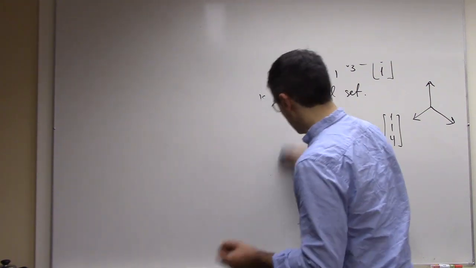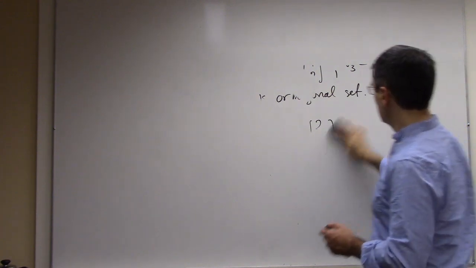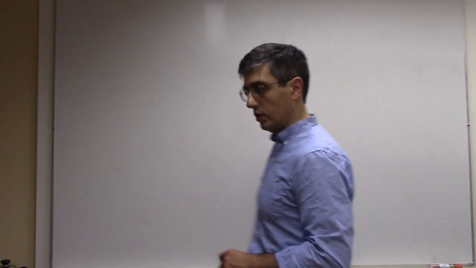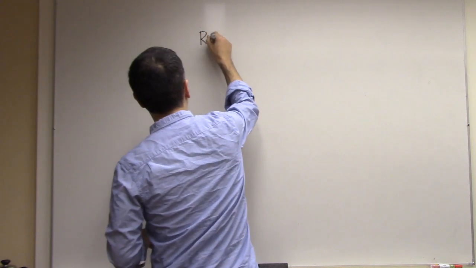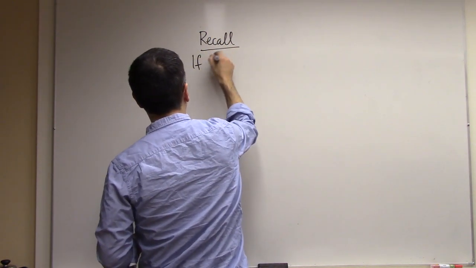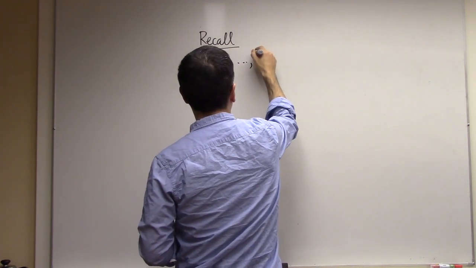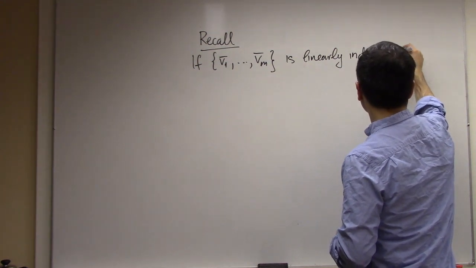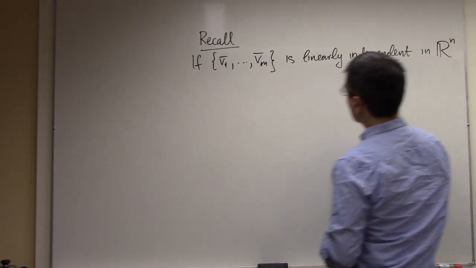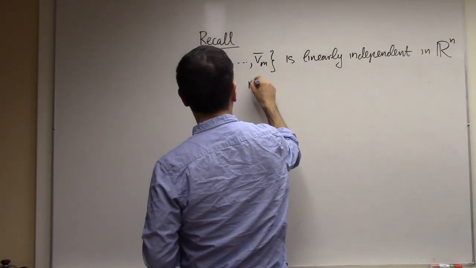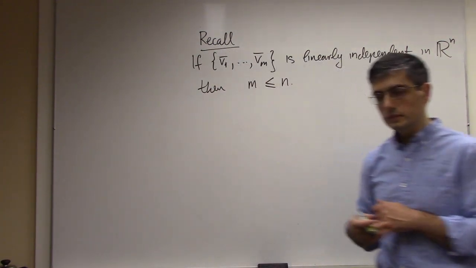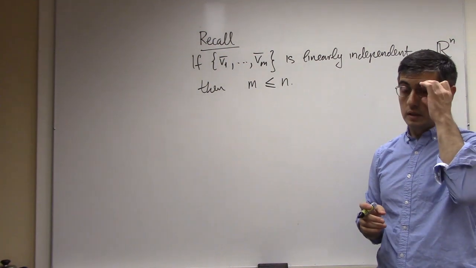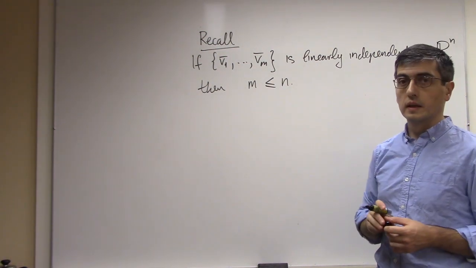Now, one corollary of this theorem that I stated a few minutes ago is the fact that if you have an orthogonal set of m vectors in Rn, then m cannot be larger than n, right? Recall, if v1 through Vm is linearly independent in Rn, then m is less than or equal to n. So the number of vectors cannot be larger than n.